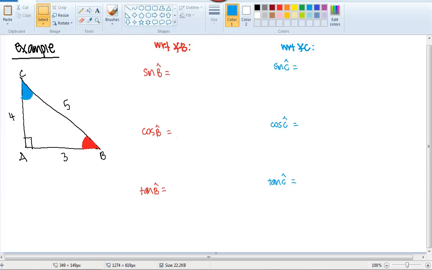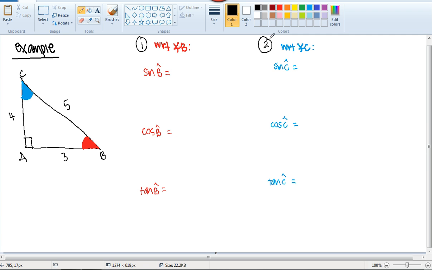Okay, come let's take a look at one of our examples. I'm given this right angle triangle ABC. The task right now is to write down the three trigo ratios with respect to number 1, angle B, and number 2, with respect to angle C.